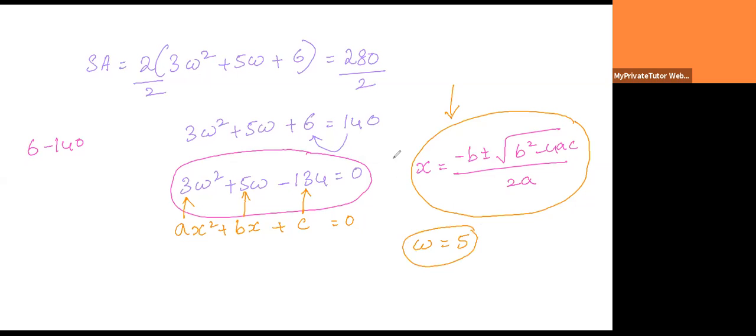We have a separate webinar on quadratic equations where you can learn how to use this formula, so I'm just directly jumping here. We will get the answer w as 5. Which means the value of w is 5. So we got w as 5. I think it's feet that I have given.